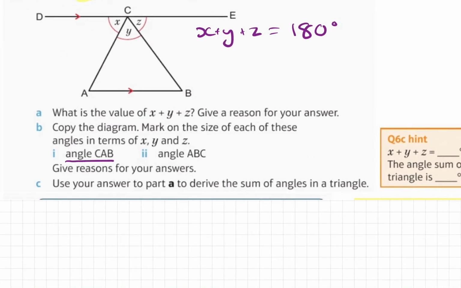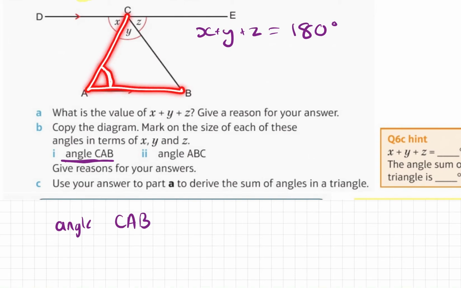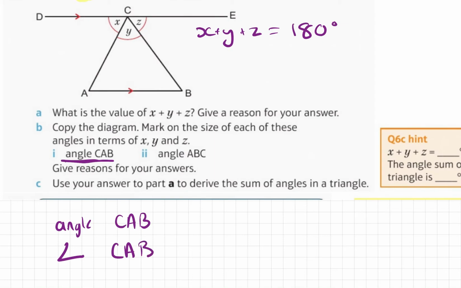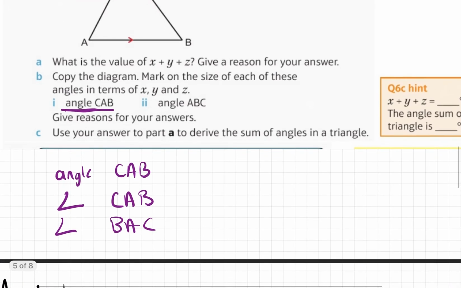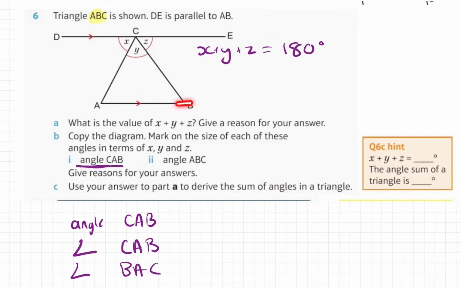Now, angle CAB, there's a few ways you can do it. You can write this as angle CAB, and what it means is the letter in the middle. That angle here, you're looking for angle A. You can also do it as BAC, because you're doing the same thing but backwards. It's still angle A, because BAC is the same thing.